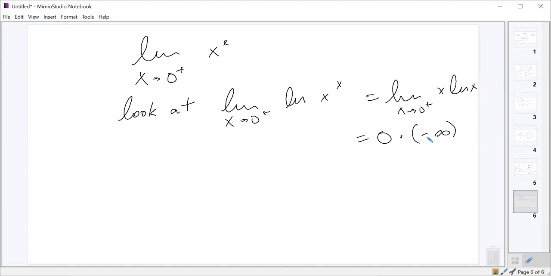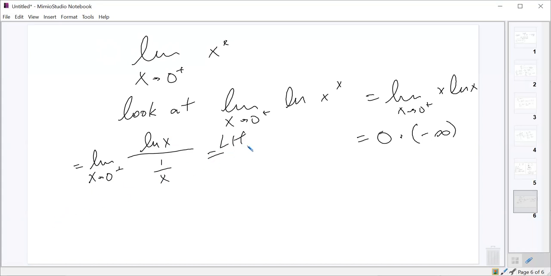There are multiple ways to do it, but in this case it doesn't really matter. Let's write this as the natural log of x over 1 over x. Those are the same thing: natural log of x times x is equivalent to natural log of x divided by 1 over x. Now the numerator becomes an infinity, and 1 over a very, very small number is another infinity. So this is infinity over infinity, which means we can use L'Hopital's rule.